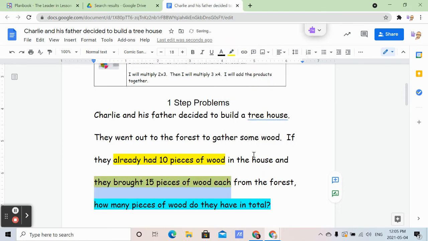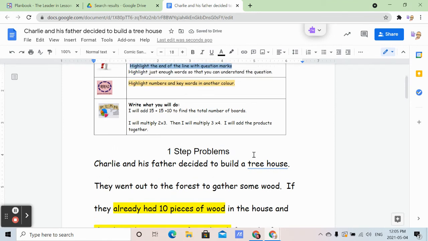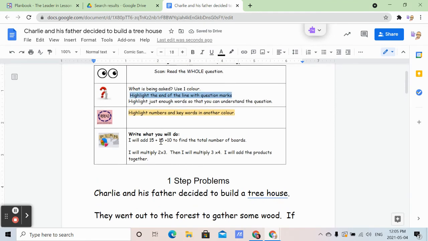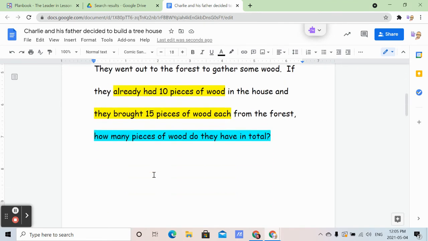All right, what's our next step? Write what you will do. Oh, okay. Well, I'm going to add because it says in total, right? So I will add. And then you can just put what you're going to add. So we got 10 pieces of wood plus 15 each. So that's 15 for Charlie and 15 for his father, right?